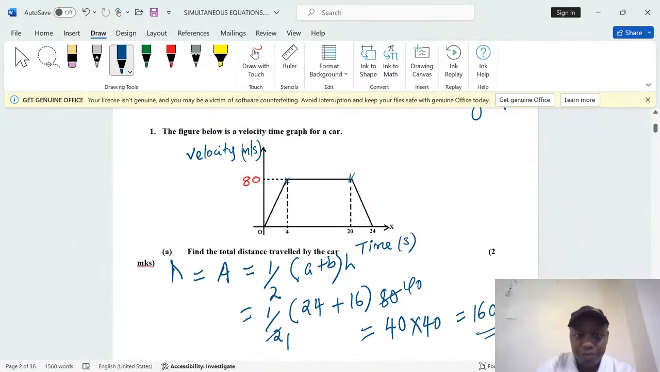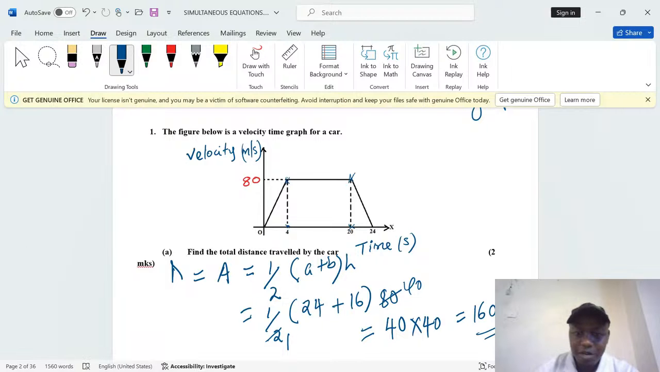So in this case, we need to go to our graph now and we monitor the movement of this particle. So this car is moving from 0 to a velocity of 80 in 4 seconds. That is an acceleration. Then from the 4th second all the way to the 20th second, the car is moving at a constant velocity of 80 meters per second, after which it decelerates, decreasing in velocity from 80 to 0 within 4 seconds, because it is from the 20th to the 24th second.